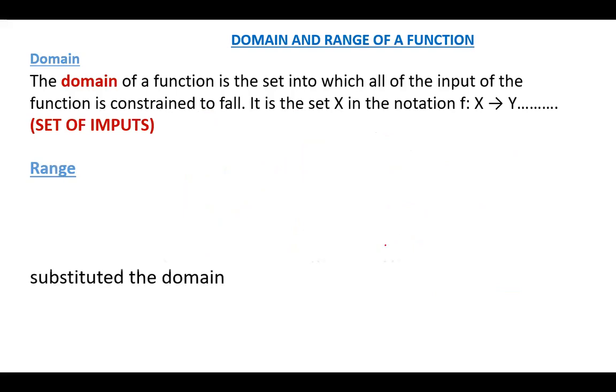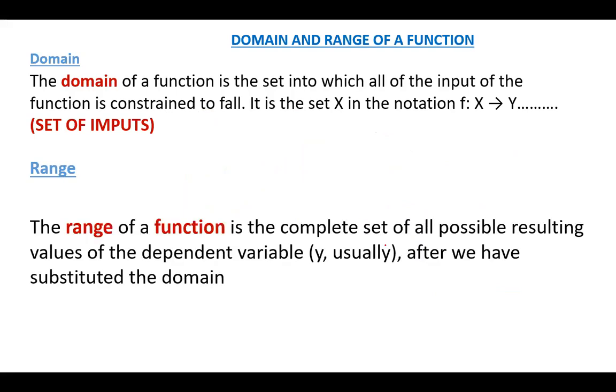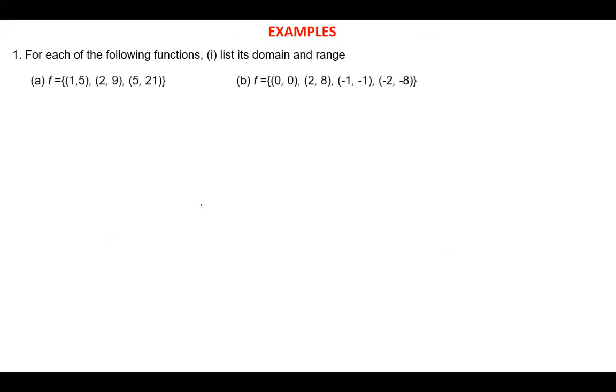So let's look at the range. So the range is just the opposite of the domain, which is just the output or the outcome, or anything that you find after inserting the domain into the function, is called the range. Okay, let's look at some of the examples. For each of the following functions, list its domain and the range.